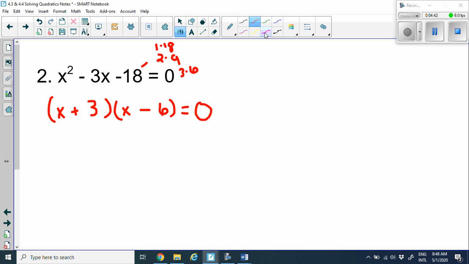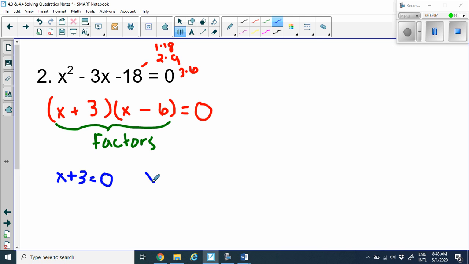So now that I have my factors, so I have two of them here. These are my factors, as you can tell. I'm going to set them equal to 0 and solve. So I have x plus 3 equals 0, and then x minus 6 equal to 0. Now for both of these, I do need to move the number over to get the variable all by itself. So on the first one, I subtract 3, so I get x equals negative 3. On the other one, I add 6, so I get x equals 6.